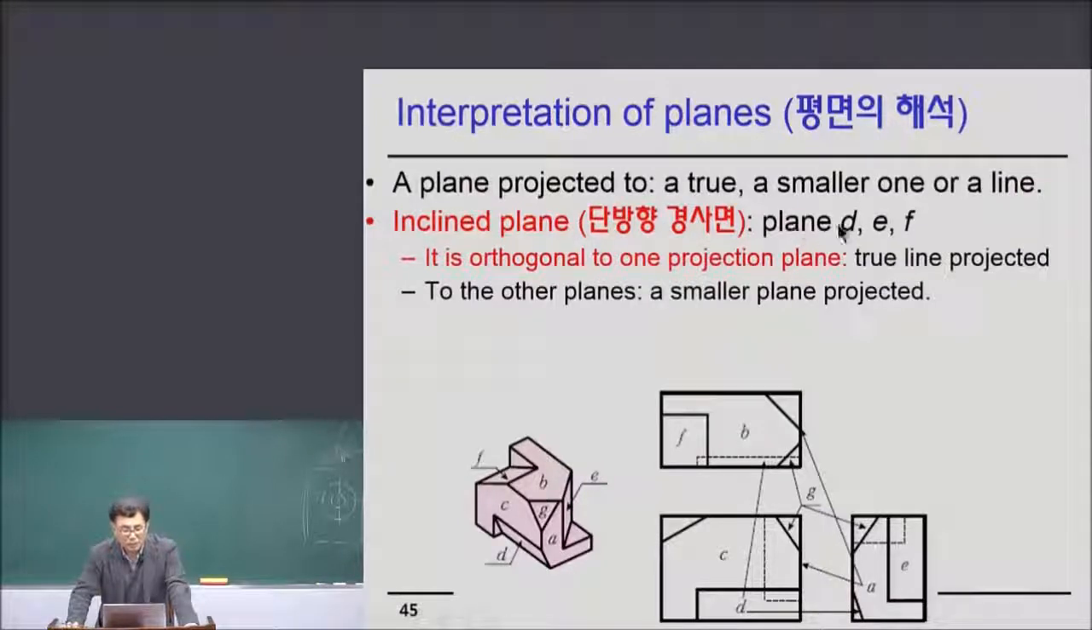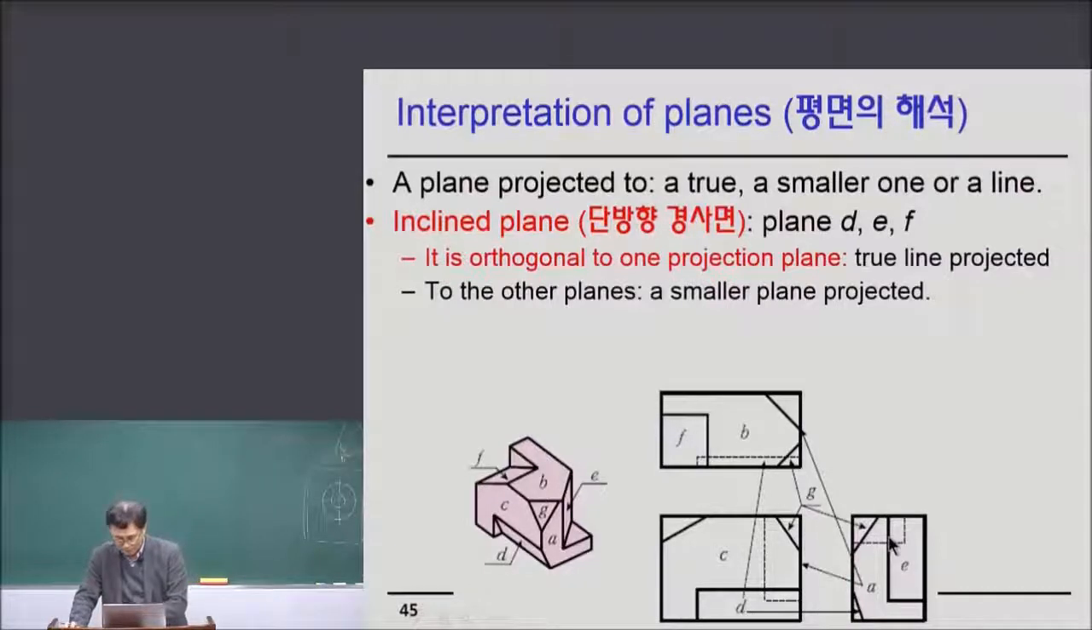But an inclined plane is a plane like DEF. We call it an inclined plane. The characteristic is that it is orthogonal to one projection plane, okay? So maybe F is orthogonal to the front view plane, so it is projected to the front view plane as a true line. And to the other planes, a smaller plane is projected. So F, a smaller plane.